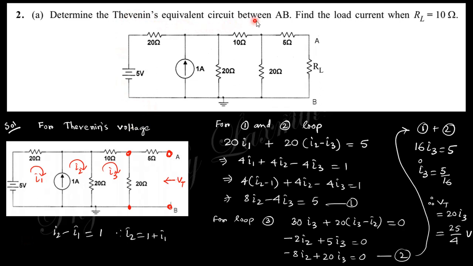Determine Thevenin's equivalent circuit AB. Find the load current through RL, that is the 10 ohm. So you need to find out this load current here.